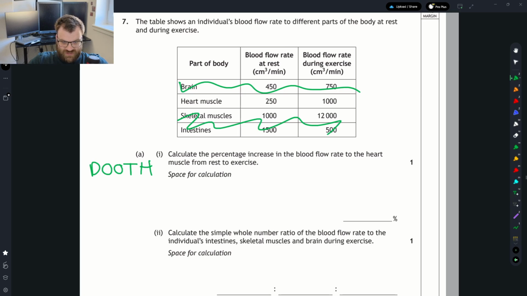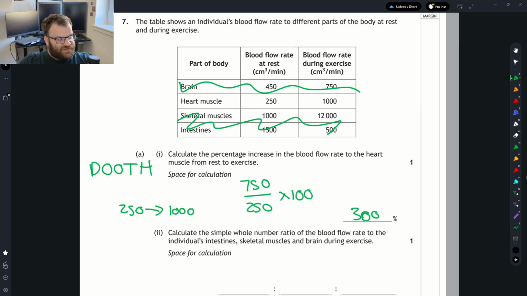Okay, so we're starting at 250 and we're going to 1000. So the difference, take them away, gives you 750. Originally, at the beginning of the period we're asked, we're dealing with 250 at rest, times by 100, and that gives us a 300% increase in blood flow.